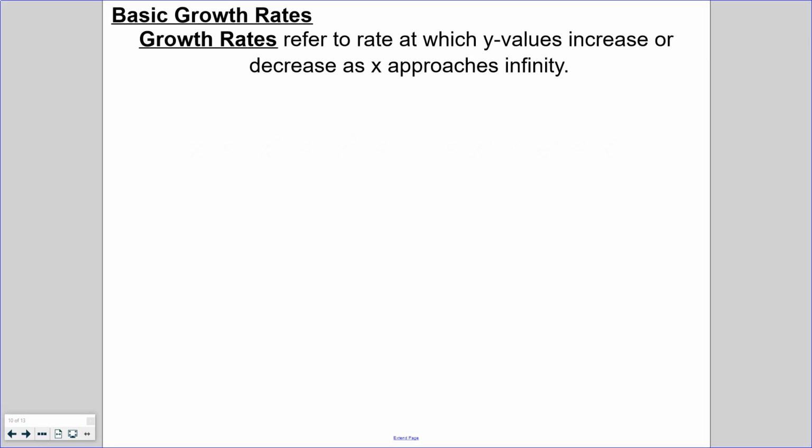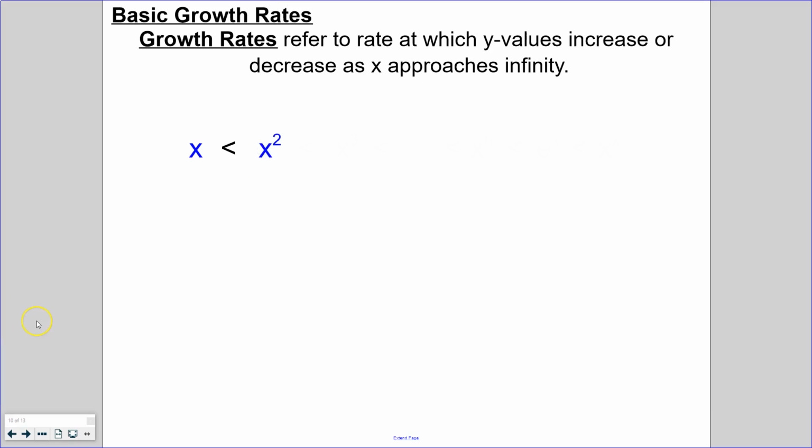But before we do that, we have to do a quick, brief introduction into growth rates. Because when we solve these limits at infinity of exponential functions, we're going to need to know some basic information about growth rates. So what are growth rates? Growth rates refer to the rate at which y values increase or decrease as x approaches infinity. So our function that grows the least amount is going to be our linear function x. Yes, it does go to infinity as x approaches infinity, but it does so at a constant rate.